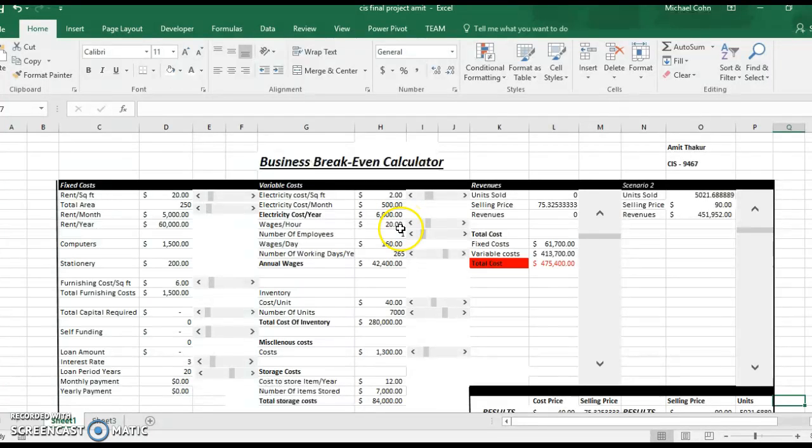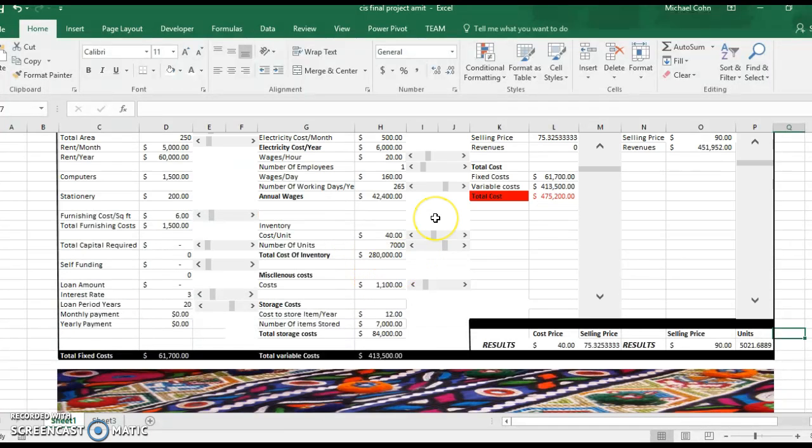You would also need to hire an employee to work at the store. So at this point in time, let's say that you hire the person for maybe $20 an hour. And currently, because the store is just starting out, you have just one employee. So you have a daily wages expense of $160. On average, you have the store running for 265 days a year. So that makes an annual salary of roughly $42,400.